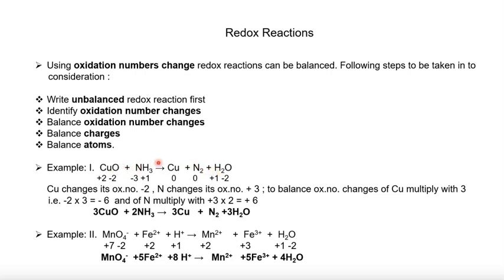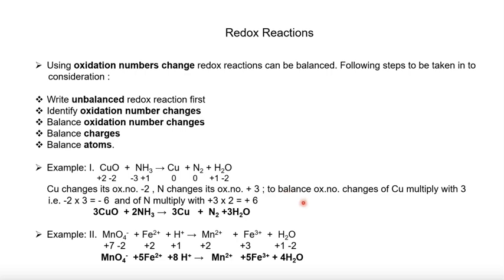What we do to balance it: identify the oxidation number changes, how the oxidation number is being changed. In this case, copper is +2, and it changes to 0. Nitrogen here is -3, goes to 0. So we can look at this reaction and find out the oxidation number changes for copper and nitrogen. The oxidation number change for copper is -2 and for nitrogen is +3.